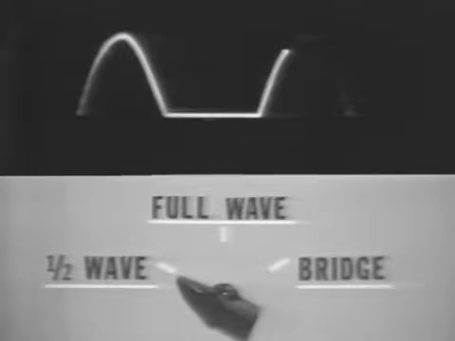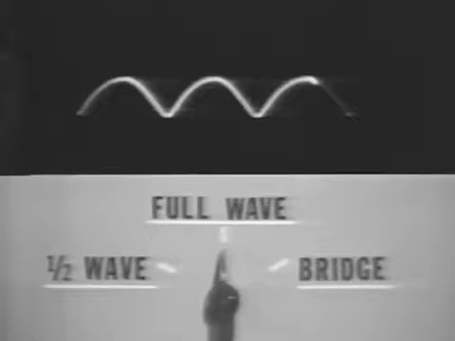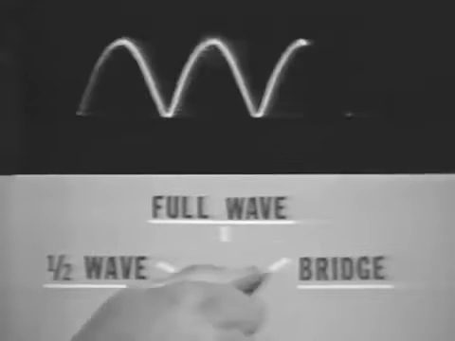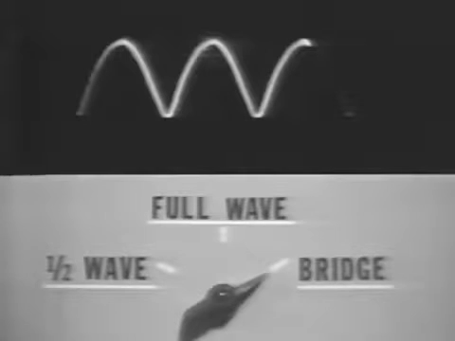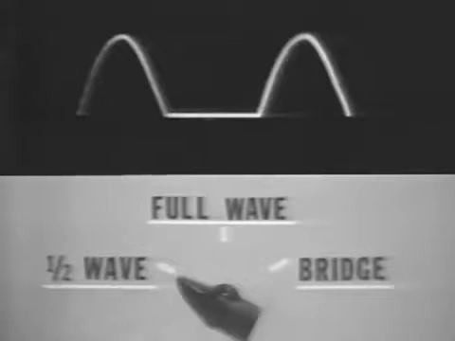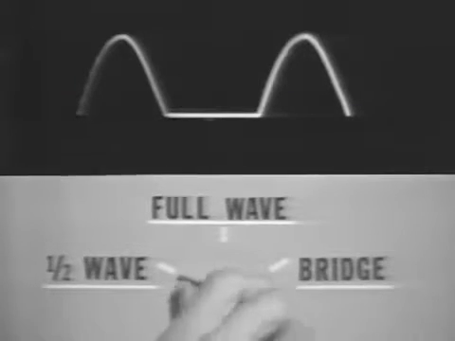Remember now, the half-wave rectifier produces all the secondary voltage, but it only does it for half the time. The full-wave rectifier produces half the secondary voltage, but it does it all the time. And the bridge rectifier that we're going to study produces all the secondary voltage, and it does it all the time. Three different rectifiers, three different outputs.